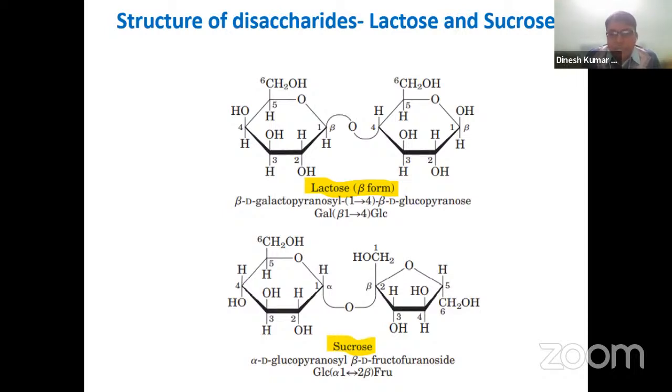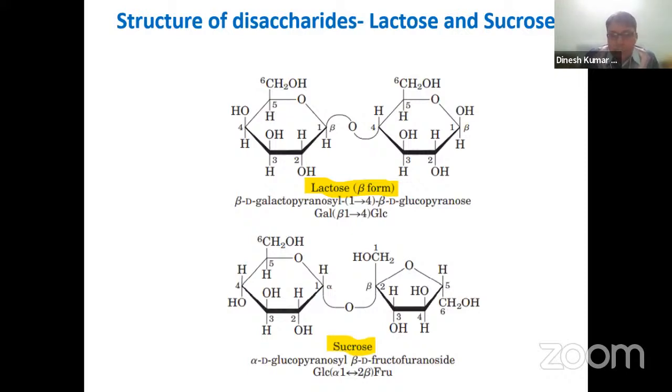So it is the galactose, and they join with the hydroxyl group at carbon number 1 of galactose and hydroxyl group of carbon number 4 in glucose. So this is alpha 1,4 linkage between the glucose and galactose. The disaccharide becomes the lactose.